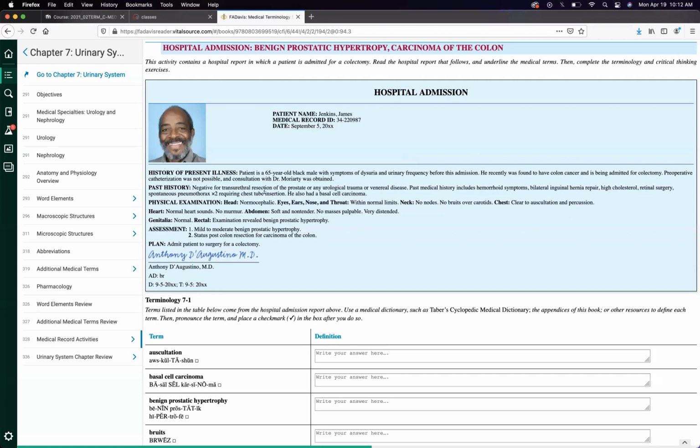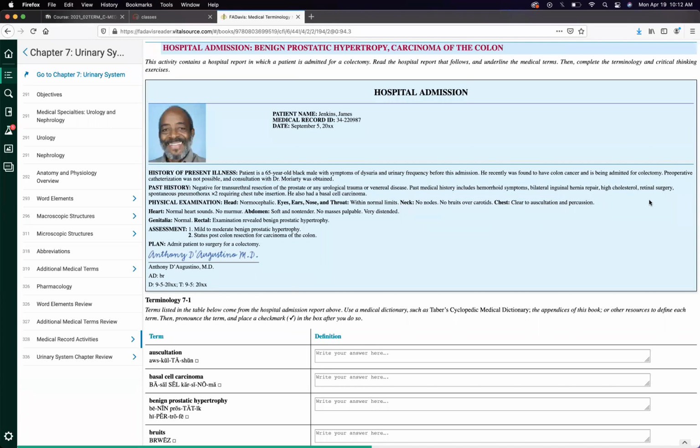Let's look. Negative for transurethral resection of the prostate. So I could ask, did he have a TURP? Yes, no, maybe. Did he have any STDs? Patient claims none. No VD, no venereal disease. Which of the following were part of his PMH or past medical history? A, hemorrhoids. B, bilateral inguinal repair. C, high cholesterol. D, all of the above.